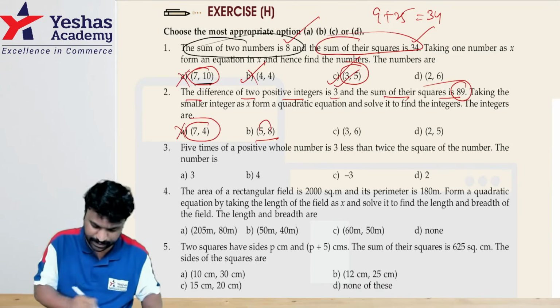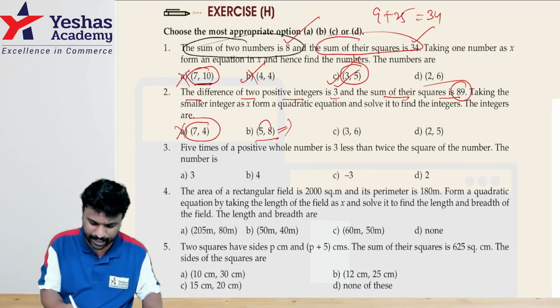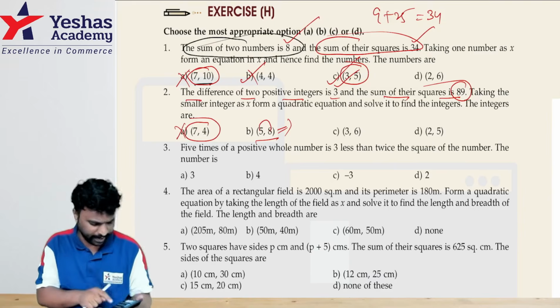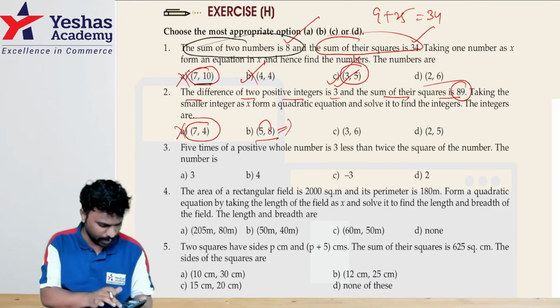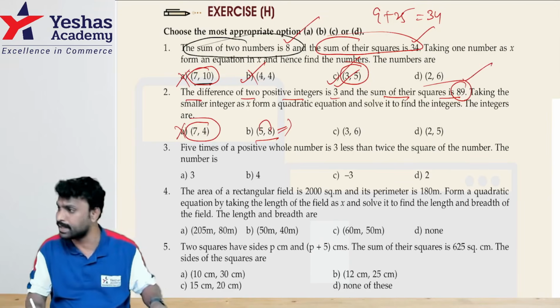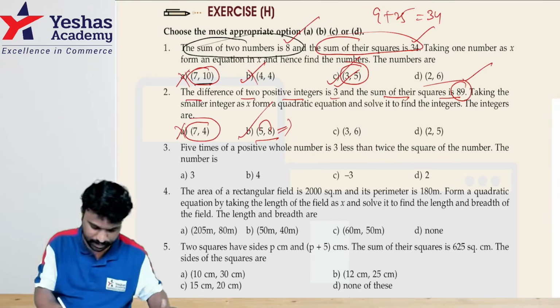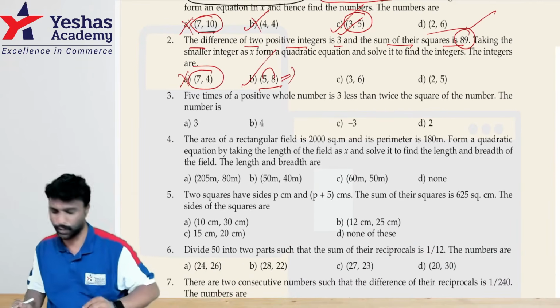The first condition gets satisfied. And how about the second condition? Sum of their squares. 5 square is 25 plus 8 square is 64, and the sum of the squares is 89. So option B is the right answer. Moving on to the next question.